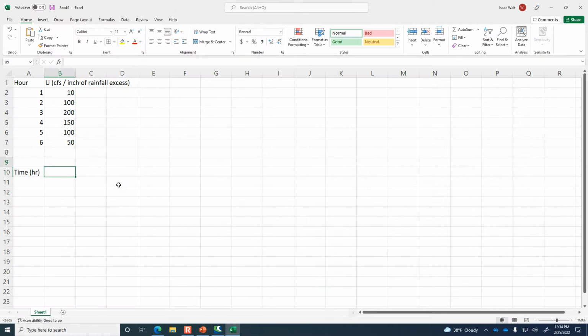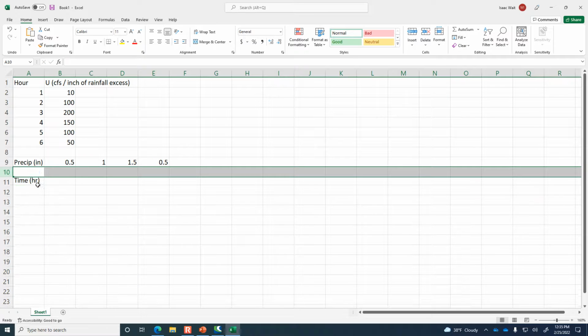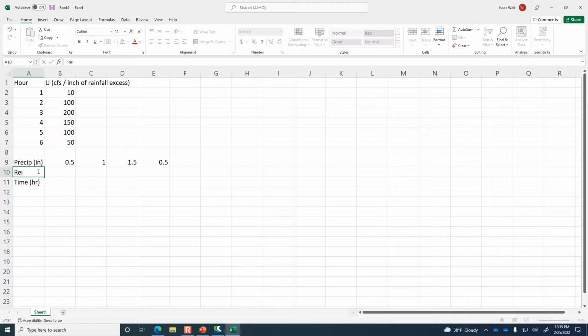So this precipitation amount was in inches. And then we should also have a separate row that is our rainfall excess. I'm just going to label that RE, rainfall excess, inches.